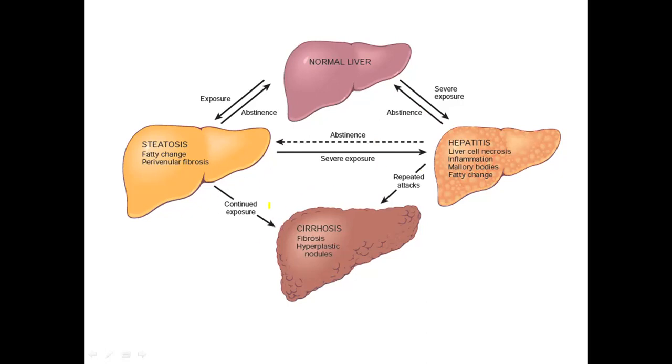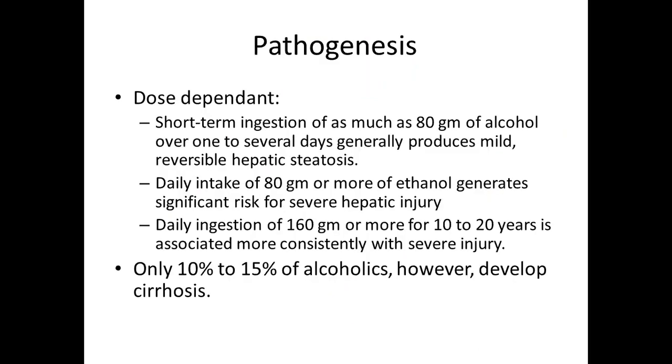But either due to continued exposure or repeated attacks, a liver which has already developed steatosis may ultimately develop hepatitis, all called steatohepatitis, alcoholic steatohepatitis, or ASH. Then repeated attacks of severe exposure or continued exposure may ultimately result in cirrhosis, fibrosis, formation of hyperplastic nodules, chronic liver disease, increased risk of developing hepatocellular carcinoma, and all the complications of chronic liver disease.